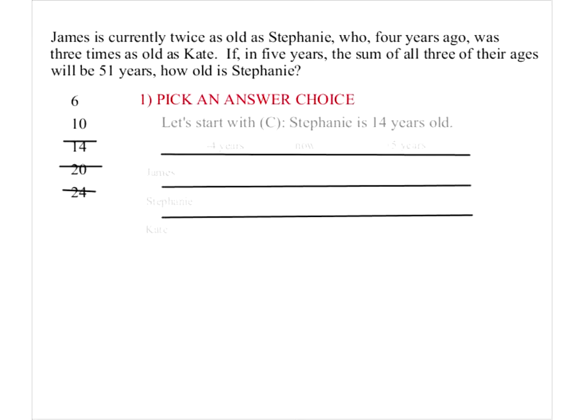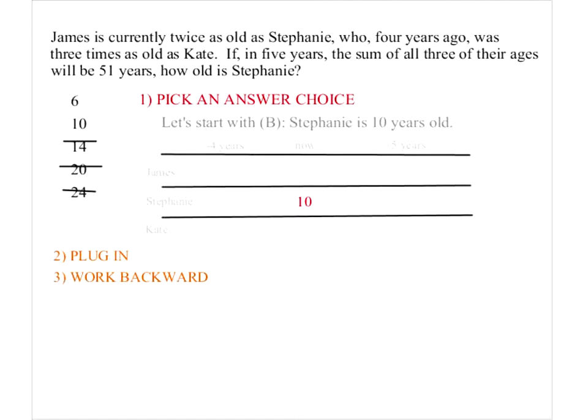So pick an answer choice. This time let's start with 10. Stephanie is now 10 years old. So what we're doing is let's start with choice B this time, which says that Stephanie is 10 years old. Then, again, plug in. And then work backwards through the relationships.